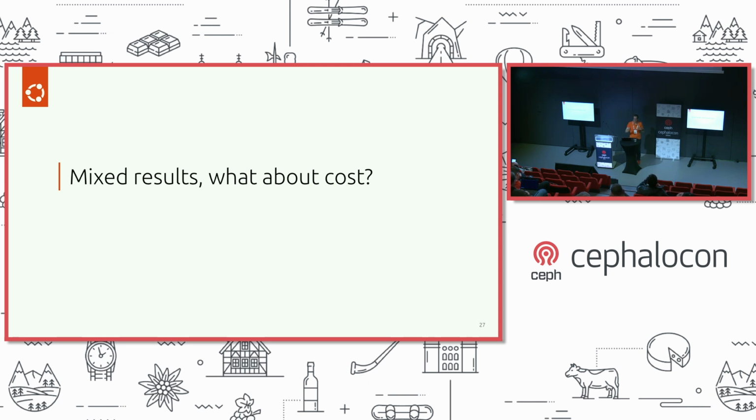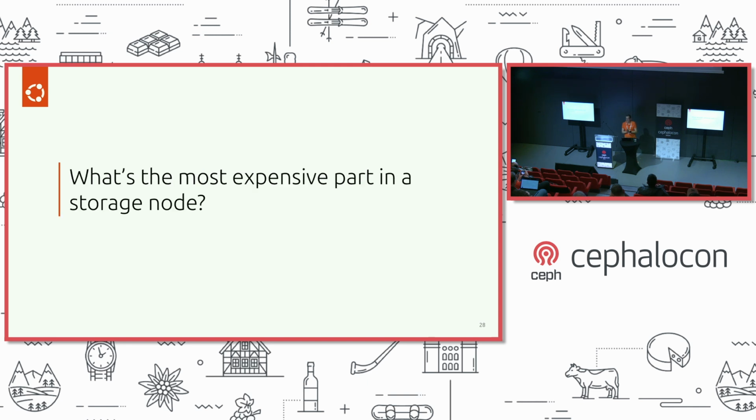This is where I switch into my previous operator, product manager mindset. I think, what's the value here? So what about the cost? I'd start with a question: what's the most expensive thing in a storage system or in a storage node? Well, it's not the CPUs. It's not most of the hardware.